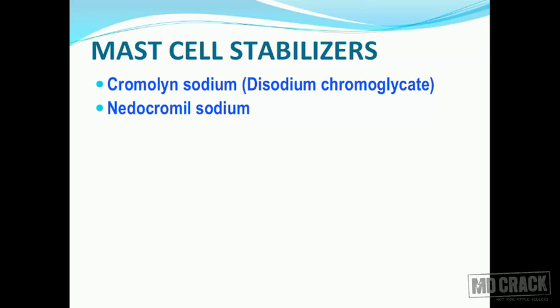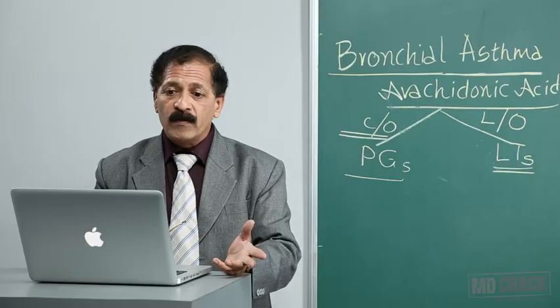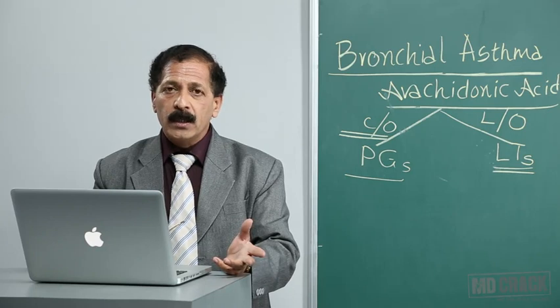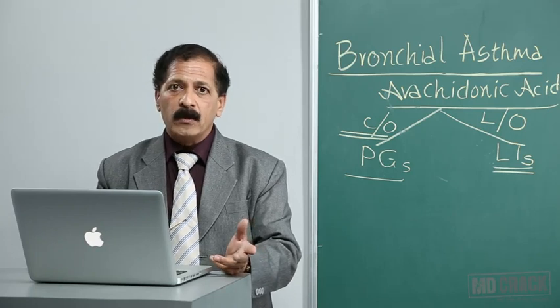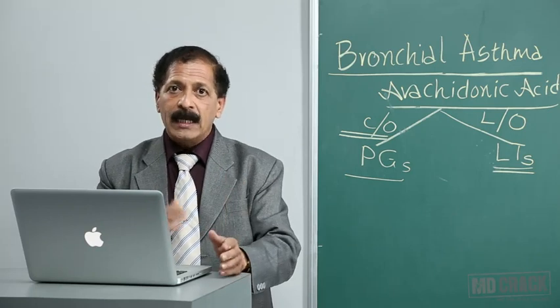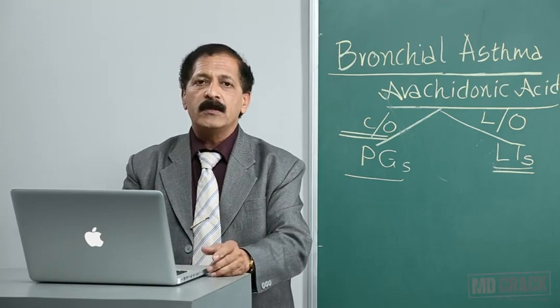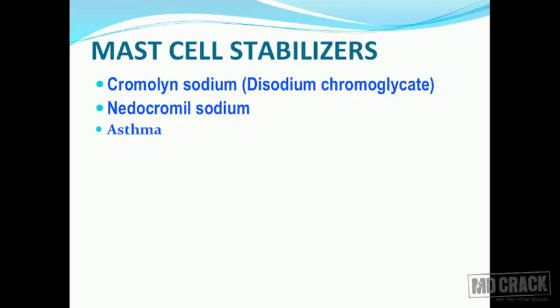There is no use of giving cromolyn or nedocromil when the patient is coming to you in an acute attack of bronchial asthma. When the patient is already having breathlessness, it means that the mast cell is already broken, already degranulated, and all the chemical mediators of asthma have already been released. There is no use of giving cromolyn or nedocromil in this situation. They have to be present to prevent the degranulation of mast cell. They are useful for asthma.